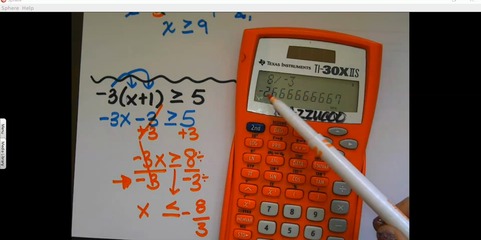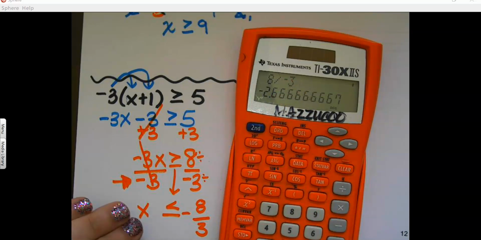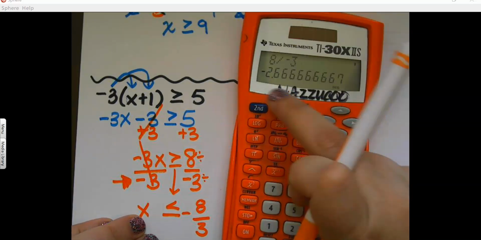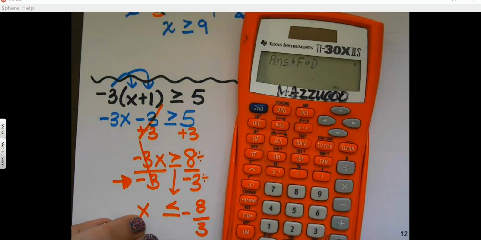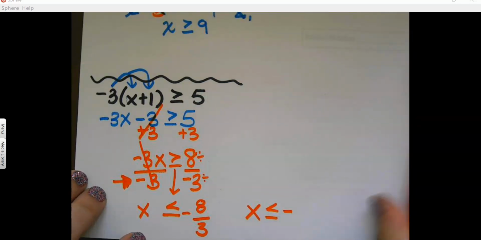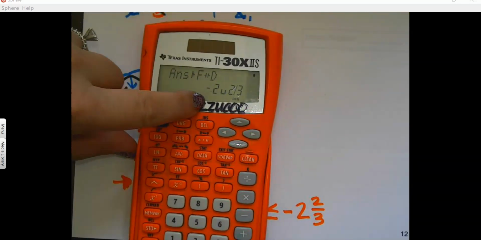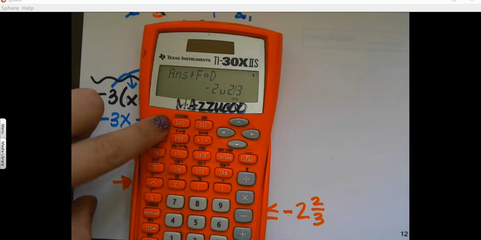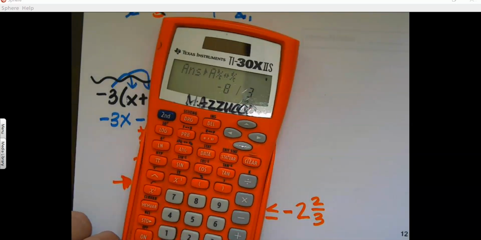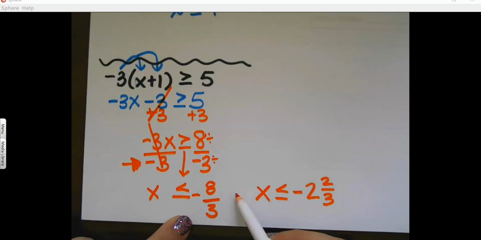We can't put negative 2.6 with a line on top. In math, we never round unless it tells us to. So we can't leave it as a decimal. So then I'm going to click second FD, and now it's going to change it to a mixed number. So you could also have as your answer here negative 2 and 2/3. And then if I click second ABC, again, that converts it to negative 8/3. So either of these would be okay.